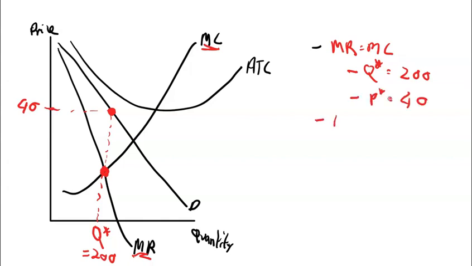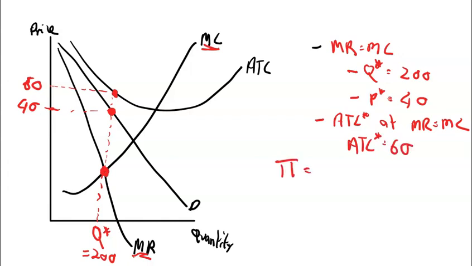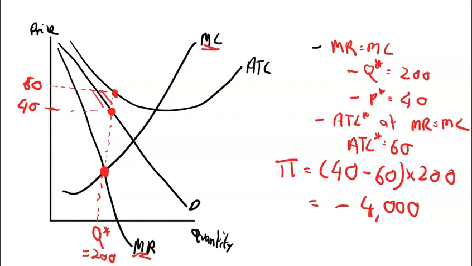Then I find ATC star at MR equals MC. So I go all the way up to ATC star, which is up here, and I find that my cost is 60. So ATC star is 60. So then my profit, which is denoted by pi, is going to be price 40 minus 60 times 200, which is going to be negative $4,000. So then this is going to be the loss that I earn. So MR equals MC is where we find that.